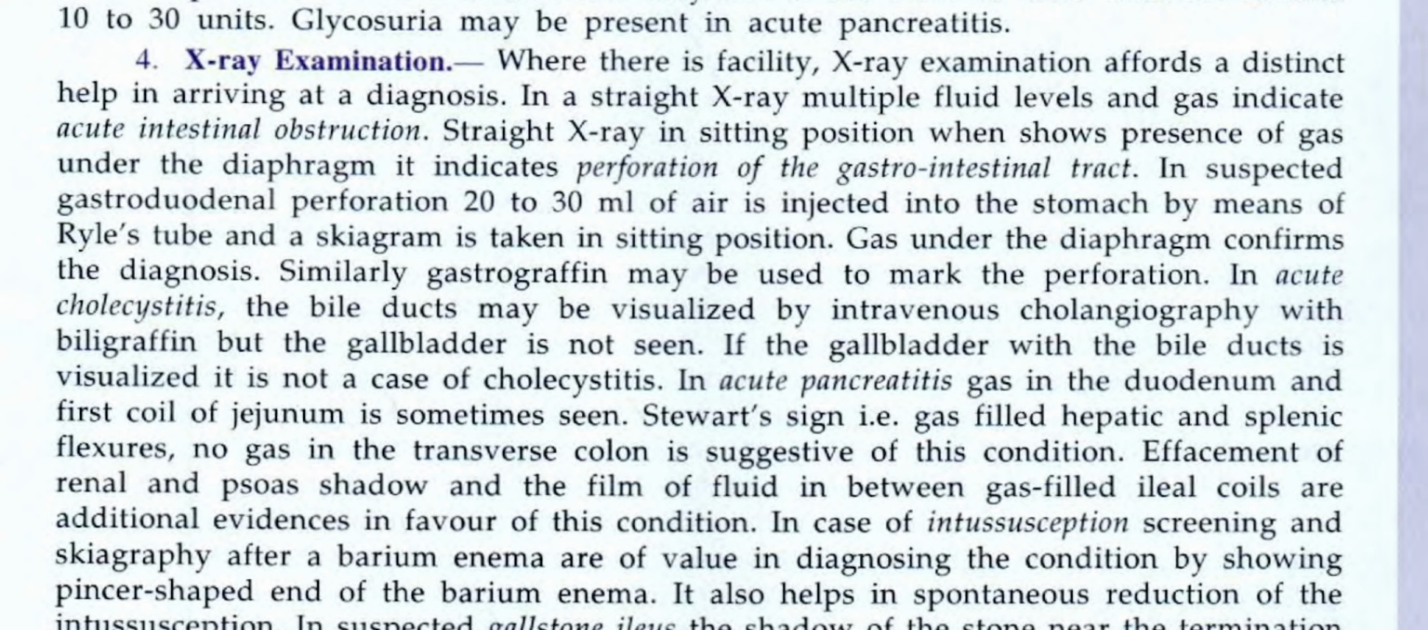20 to 30 ml of air is injected into the stomach by means of a Ryle's tube and a skiagram is taken in sitting position. Gas under the diaphragm confirms the diagnosis. Similarly, Gastrografin may be used to mark the perforation.